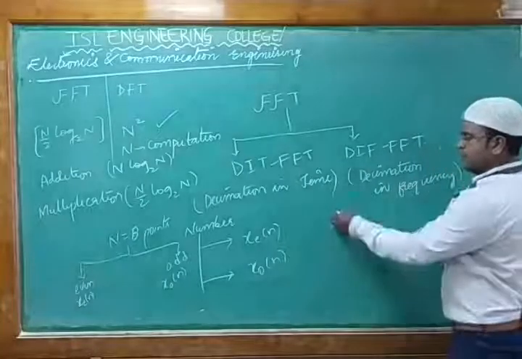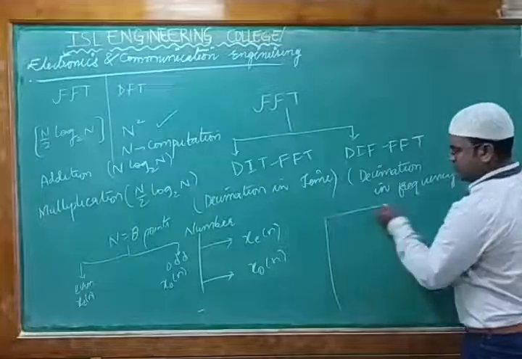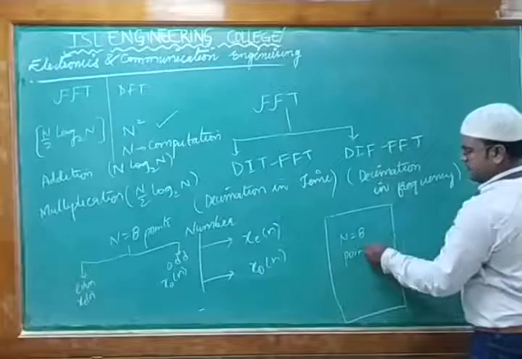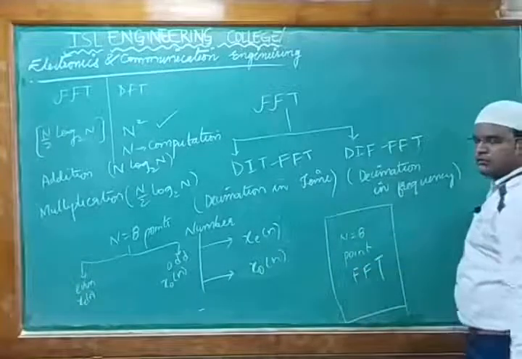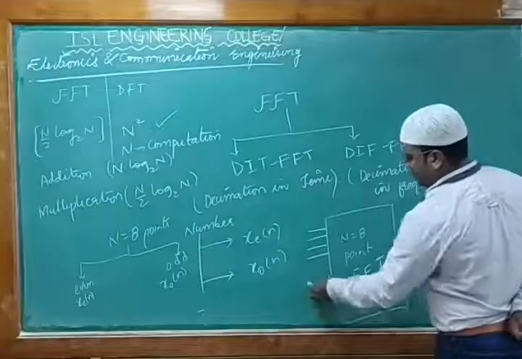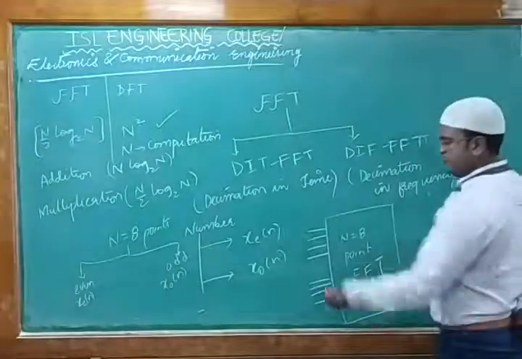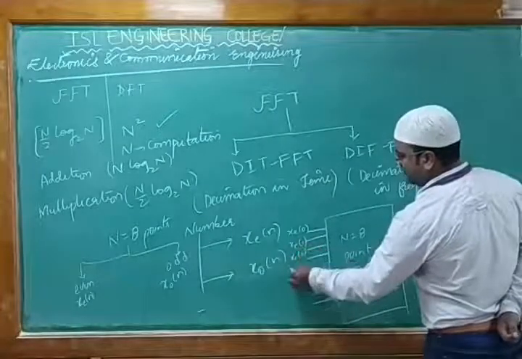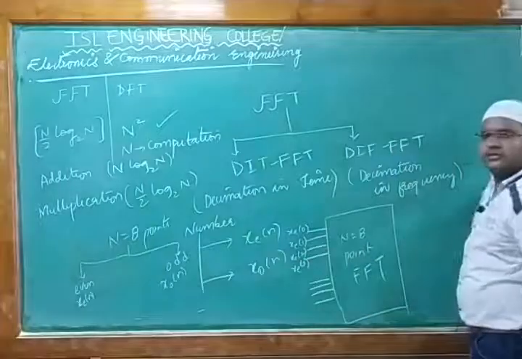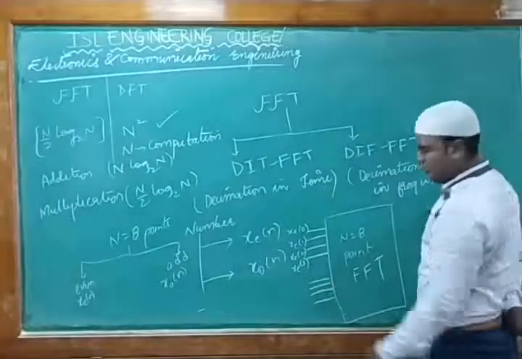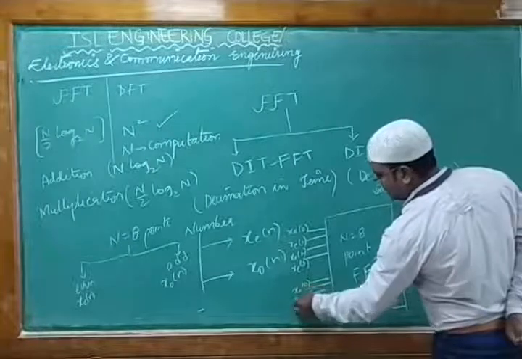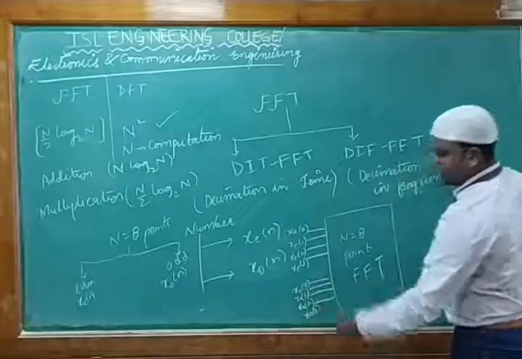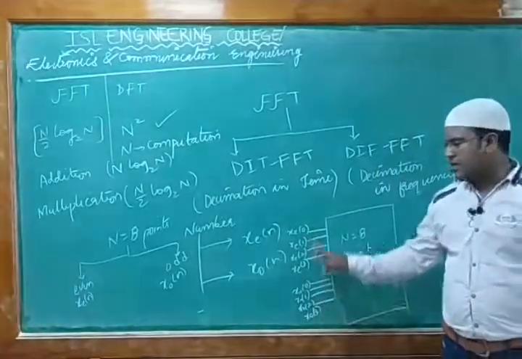So how do we do it? Suppose n is equal to 8 point FFT. This is my first block. In this, what am I doing? 1 2 3 4, 1 2 3 4. What is the first value we have? XE of 0, XE of 1, XE of 2, XE of 3. E indicates even components. If we have odd, how do we write? XO of 0, XO of 1, XO of 2, XO of 3. That means it's all about the odd component. This is about the even component.